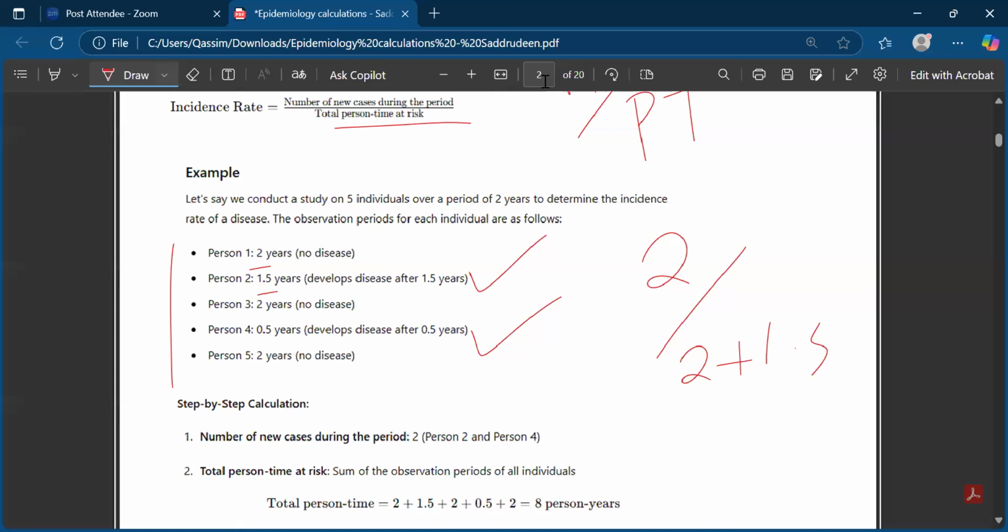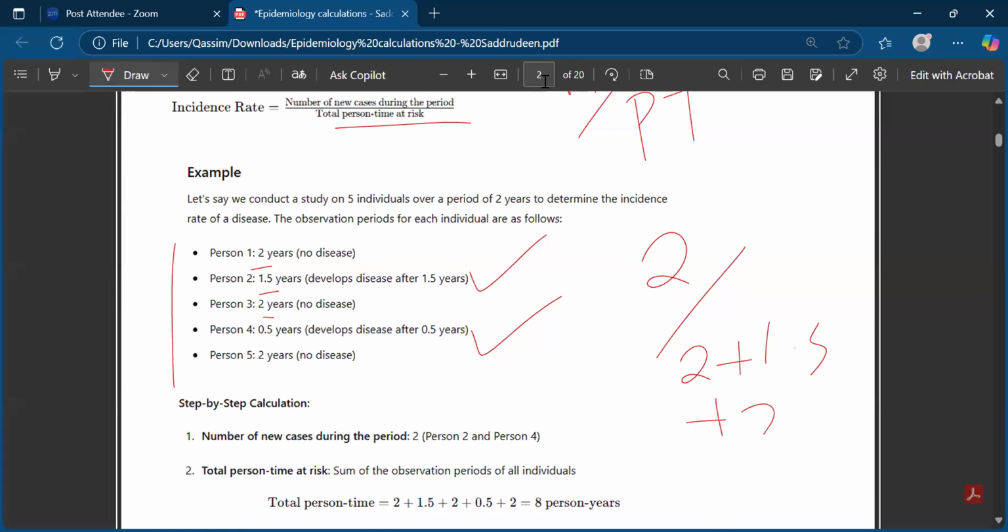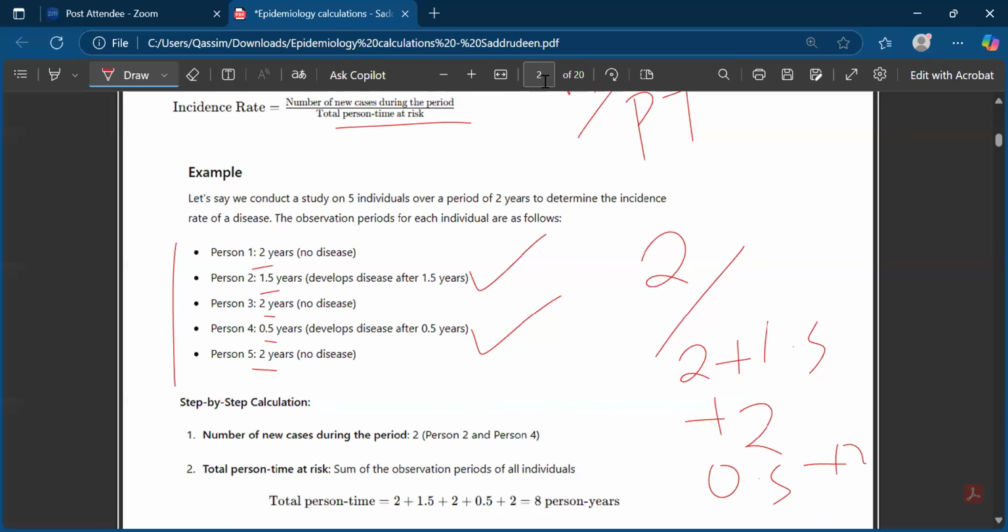Then person 3, 2 years. Okay. Then person 4, 0.5 years. Then person 5, you add 2 years. You add all this. Basically, it's here.